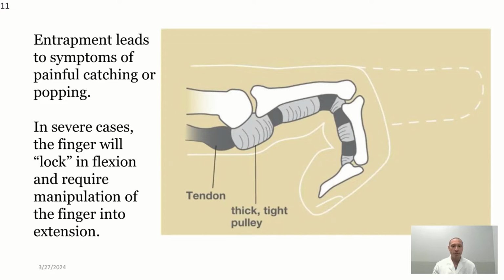So what we see here in this picture is the tendon trying to glide through the flexor pulley system or tunnel system. And what happens is an area of focal swelling in the tendon causes the tendon to get stuck at the tunnel there. This leads to symptoms of catching and popping, which can be painful. And in severe cases, the finger can even lock down and get stuck in flexion, requiring manual manipulation to extend the finger. Next slide, please.